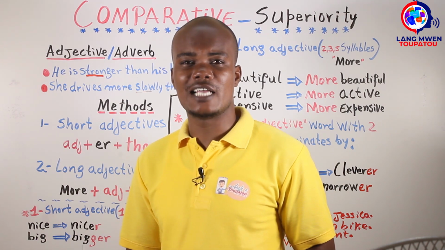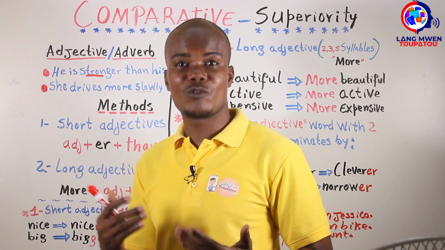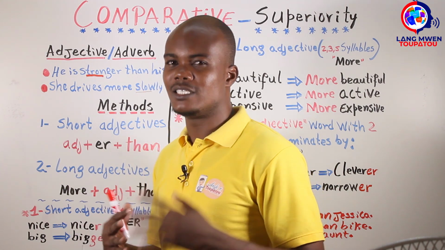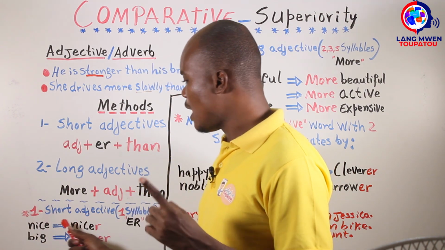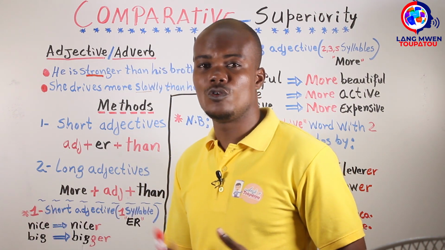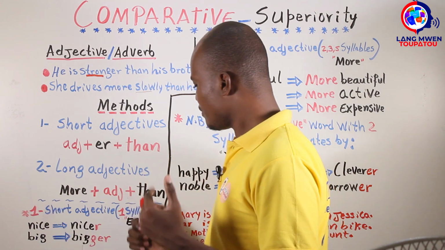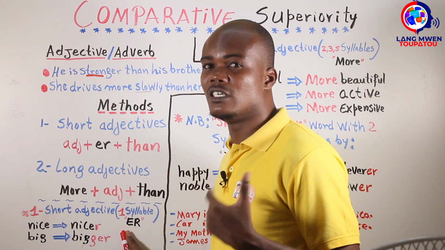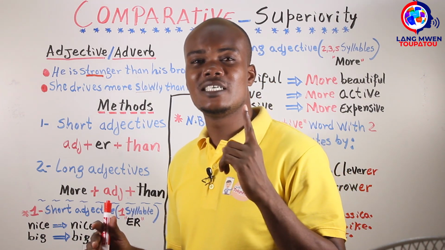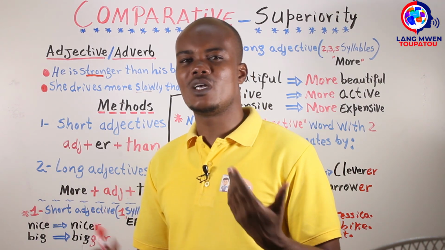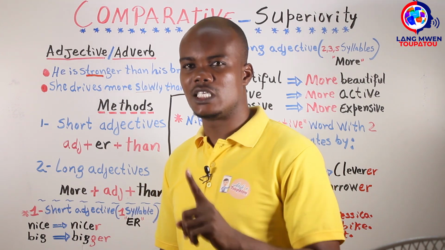Okay, why do they say an adjective is a short adjective? This is what you'd like to know. Okay, when an adjective is a short adjective, you can say this adjective is short when it contains one syllable, or when it has one syllable. Yon adjectif court, c'est lorsqu'il a une seule syllabe.